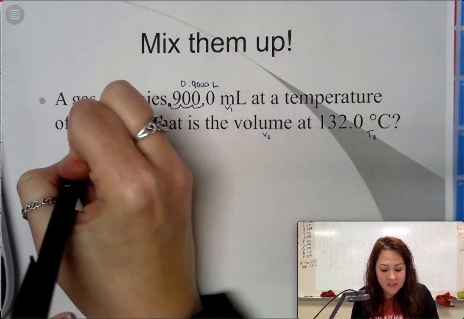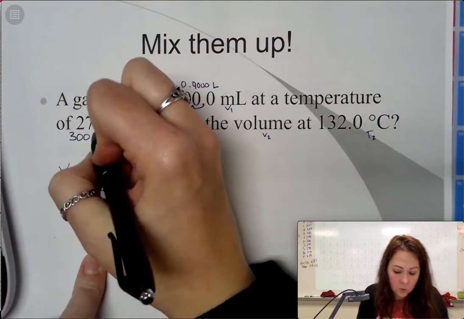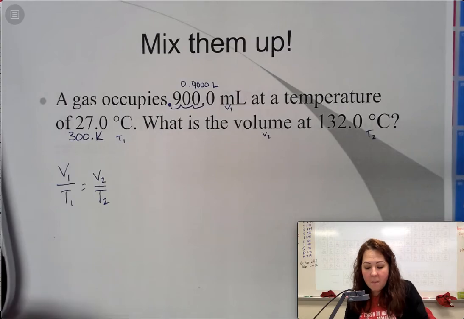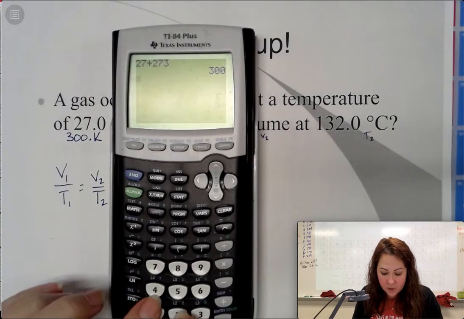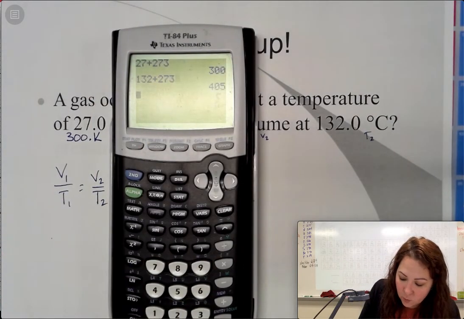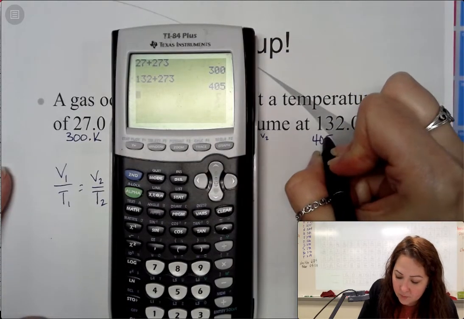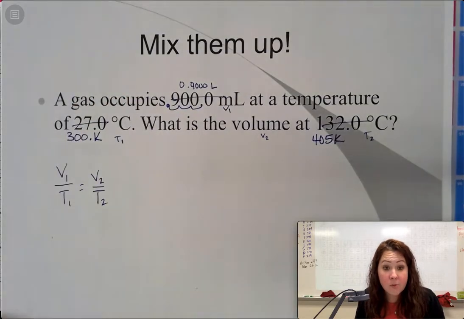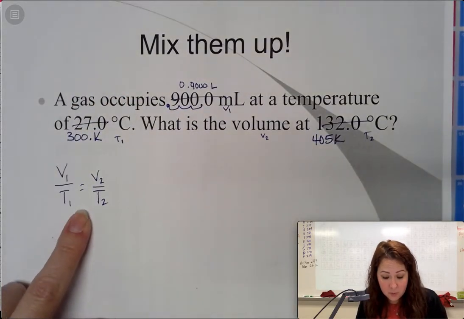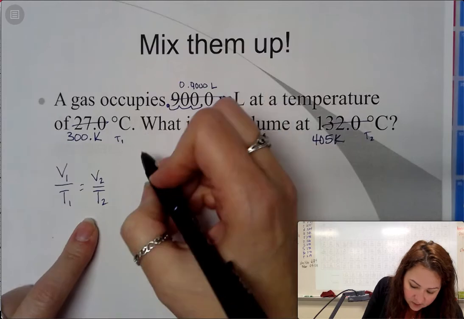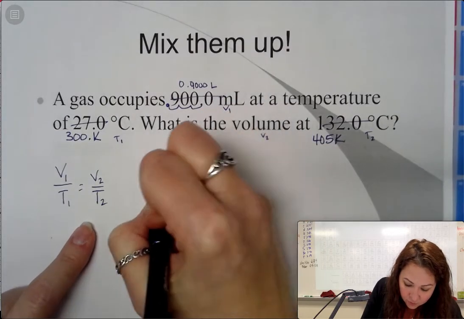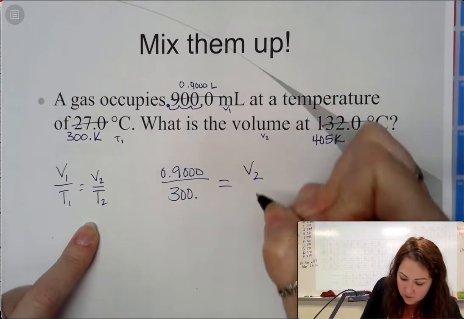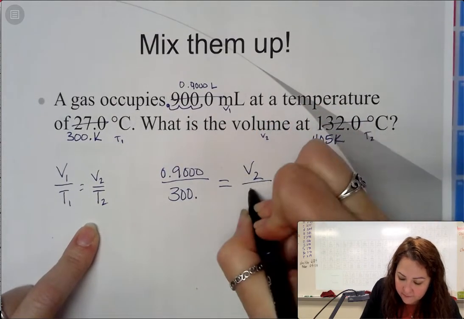I'm going to add a decimal place at the end of that because it is a whole number, and we need to preserve those sig figs. My 132, we're going to add 273 to that as well, and I got 405 Kelvin. So now that I've done all of my conversions, I'm going to use Charles' law to do the math problem. We have 0.9000 divided by 300 is equal to V2, which I don't know, so I'm going to solve for that, divided by 405.